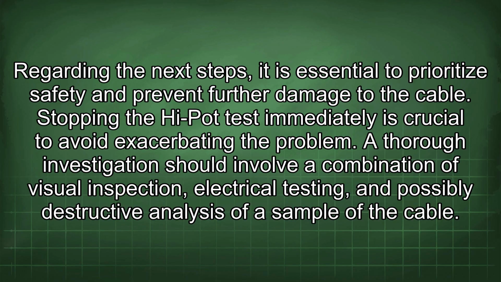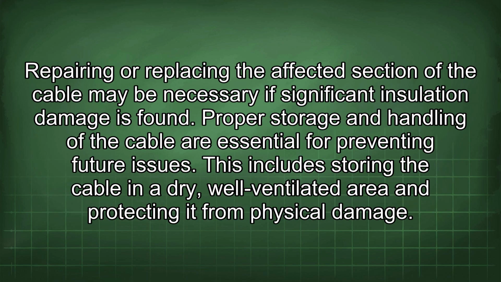Regarding the next steps, it is essential to prioritize safety and prevent further damage to the cable. Stopping the high pot test immediately is crucial to avoid exacerbating the problem. A thorough investigation should involve a combination of visual inspection, electrical testing, and possibly destructive analysis of a sample of the cable. Repairing or replacing the affected section of the cable may be necessary if significant insulation damage is found.